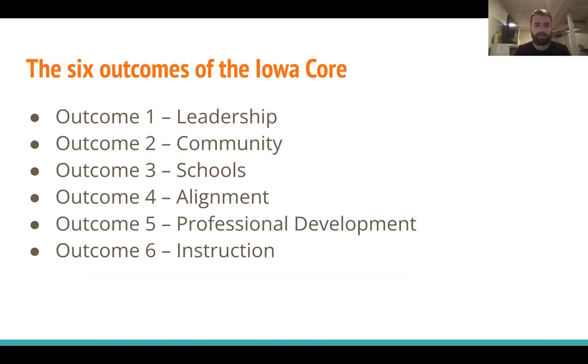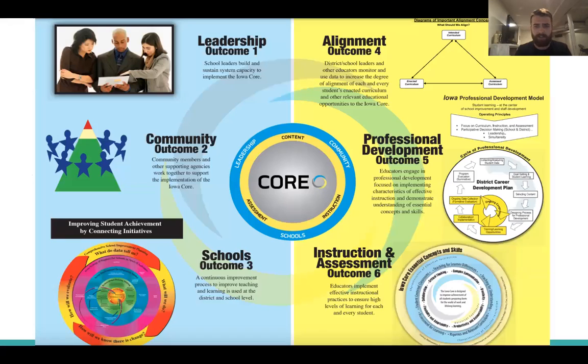These are the 6 outcomes of the Iowa Core. Outcome 1 is leadership. Outcome 2, community. Outcome 3, schools. Outcome 4, alignment. 5 is professional development, and outcome 6 is instruction. And then this is also another handout from the Iowa Core. Like I mentioned earlier, leadership.